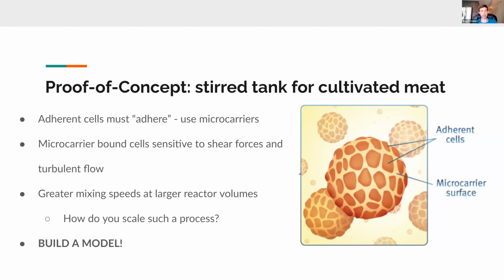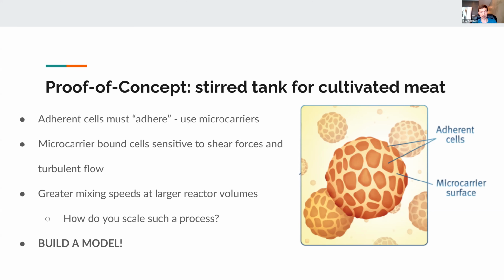But the problem with this is that it renders the attached cells more sensitive to potentially damaging shear forces and turbulent flow. And at larger scales, you're going to have to mix the system more vigorously to achieve the kind of homogeneity that you need. But that, in theory, can create more damaging shear forces. So, with these two limitations in mind and a trade-off between stir speed and shear forces, it begs the question, how do you scale such a process?